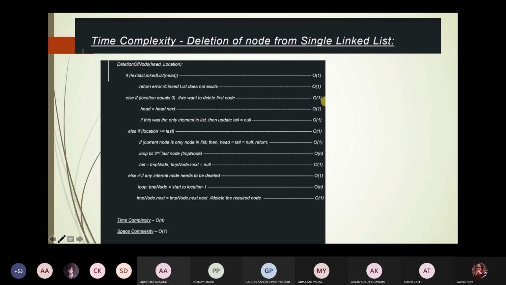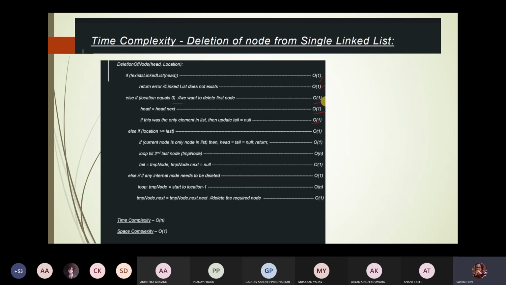Okay, now similarly, for deletion of a node, we'll go the same way. We delete from different positions: at the start, at the end, and in any position in between. In this case, you are checking if it exists, order of 1, then return. If it doesn't exist, it will return the error. Then the three conditions. Location equal to 0: these are the assignments you do, that is simply order of 1.